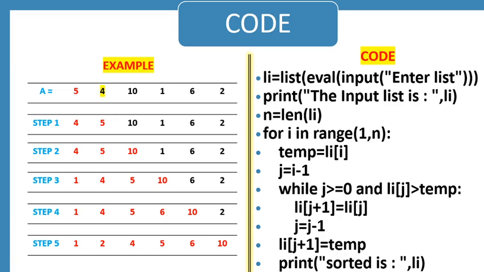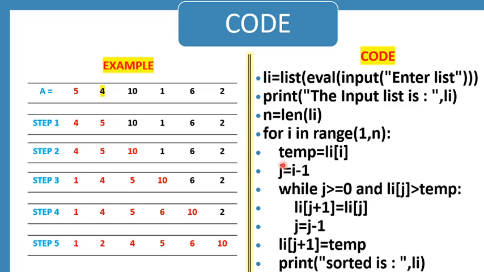Now coming to the code, this is our example and this is our code. This is our list, this is our length. We have already discussed that we need two loops. The outer loop is for the unsorted part and the inner loop is for the sorted part. The outer loop will start from 1 and go to n minus 1, because we know that in Python the last n is not counted.